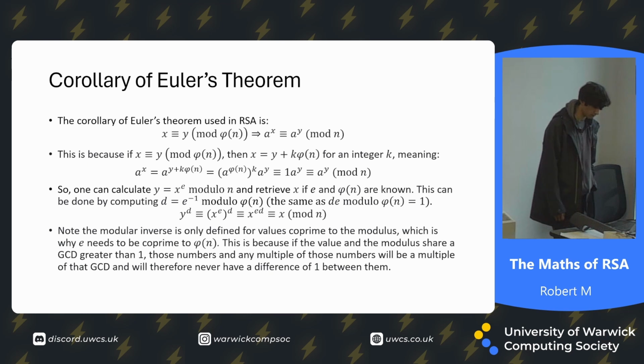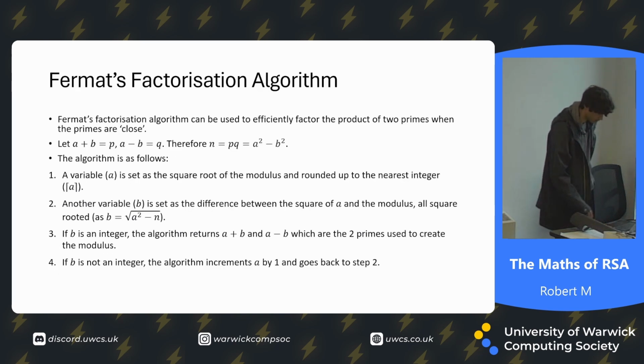A quick note that the modular inverse is only defined for values that are co-prime to the modulus, which means e needs to be co-prime to phi n. But it usually is. e is usually 65537. So it can be 3, but it usually isn't, I think. With a proper padding, it can be 3, but anyway, this is Fermat's factorization algorithm.